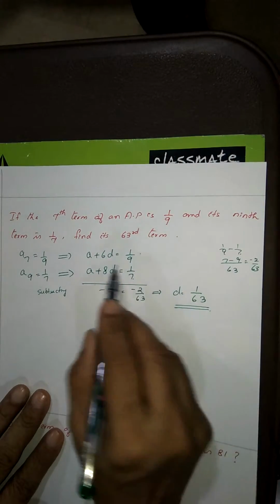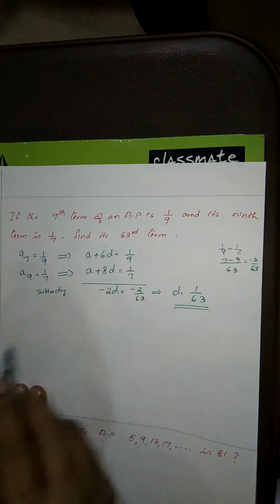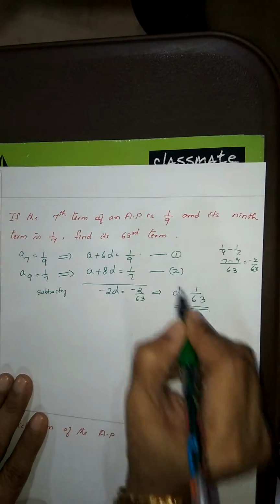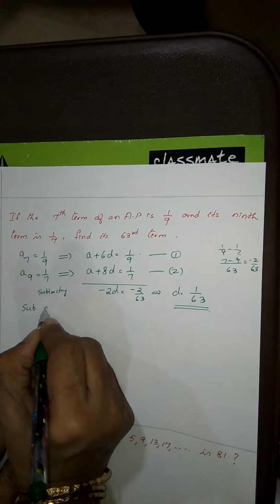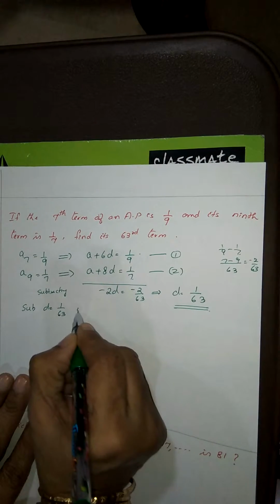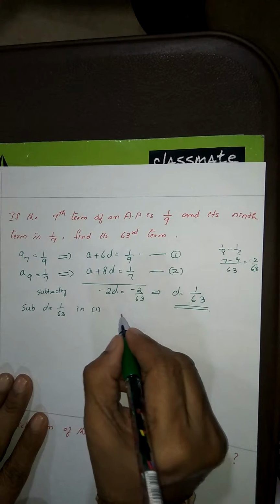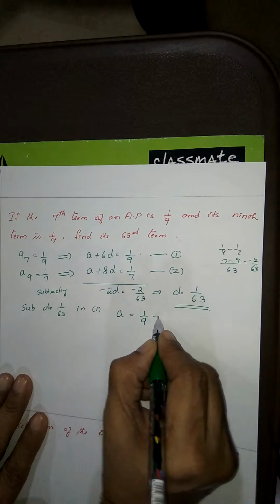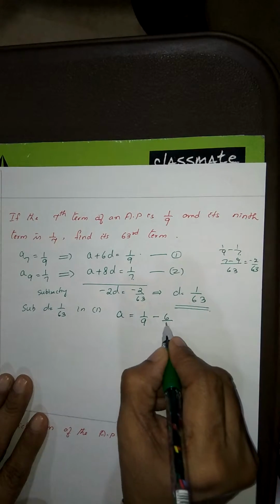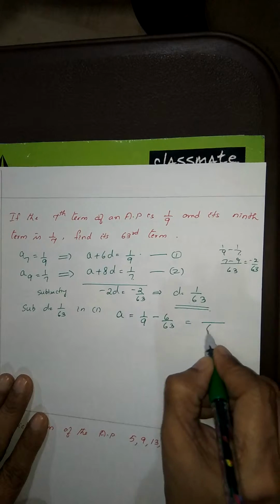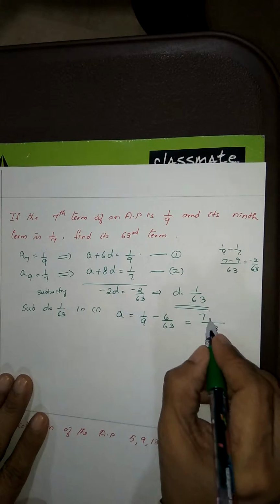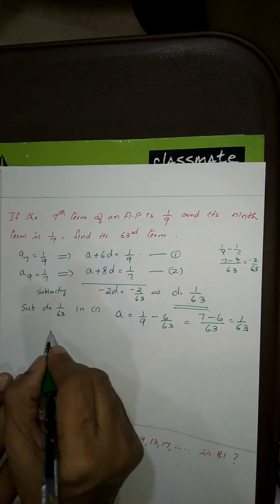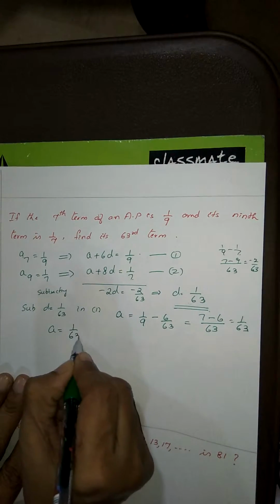Now substitute this value of d in either of these equations, you will get the value of a. So let us write this as 1 and 2. Substituting d equal to 1 by 63 in 1, we get a is equal to 1 by 9 minus 6d, 6 by 63. So we'll take the LCM. So you got a is equal to 1 by 63.